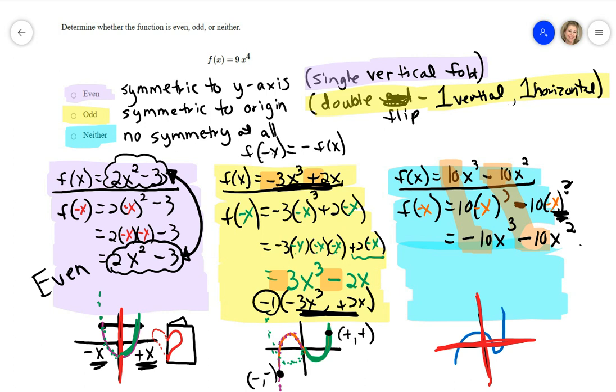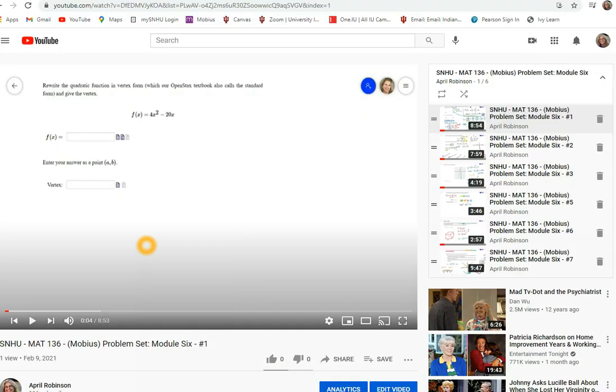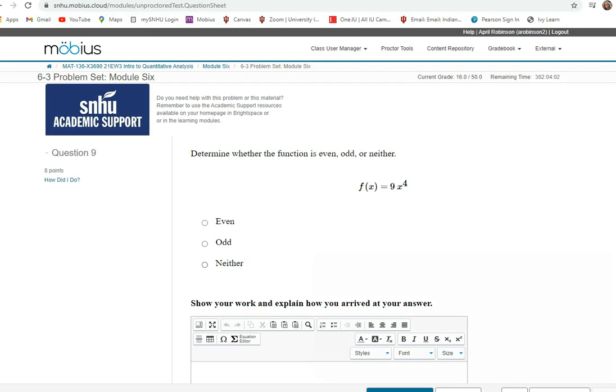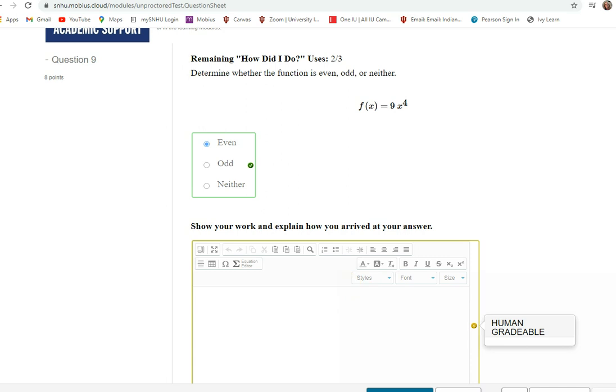Since they didn't, there's no symmetry to this whatsoever. So if I come up to my problem and I plug in a negative x right here, this is going to be 9 times a negative x to the 4th. 4 negative x's makes it a positive x to the 4th, so I'll have a positive 9x to the 4th. If I end up with what I started with, that makes it even. And just to prove it to you, that's not it. Where is it? Here it is. It is even. How'd that do? There you go. And then, of course, this is one where you have to explain your answer. So good luck with that.